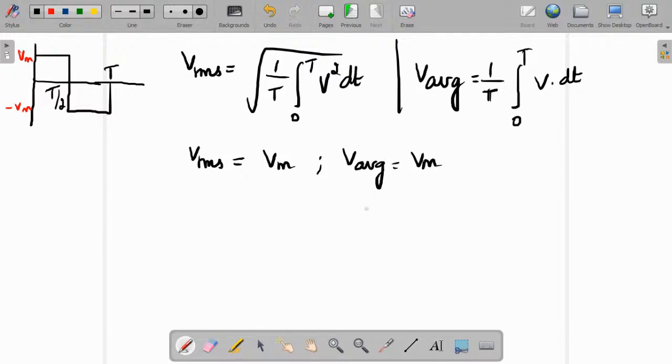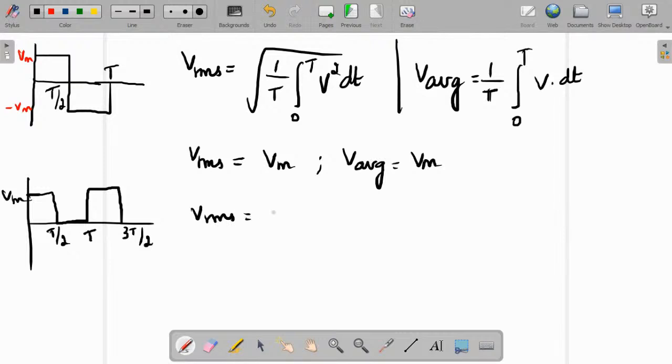Or if you have your voltage graph like this, so for half it is T by 2 and here, so this is T by 2, 3T by 2, okay, and you have a peak of Vm, then Vrms is equal to Vm by root 2.